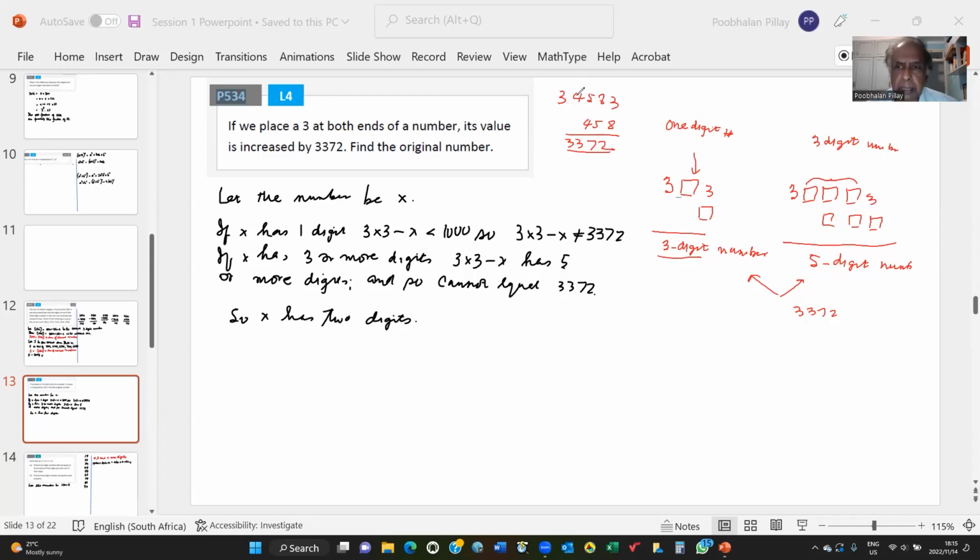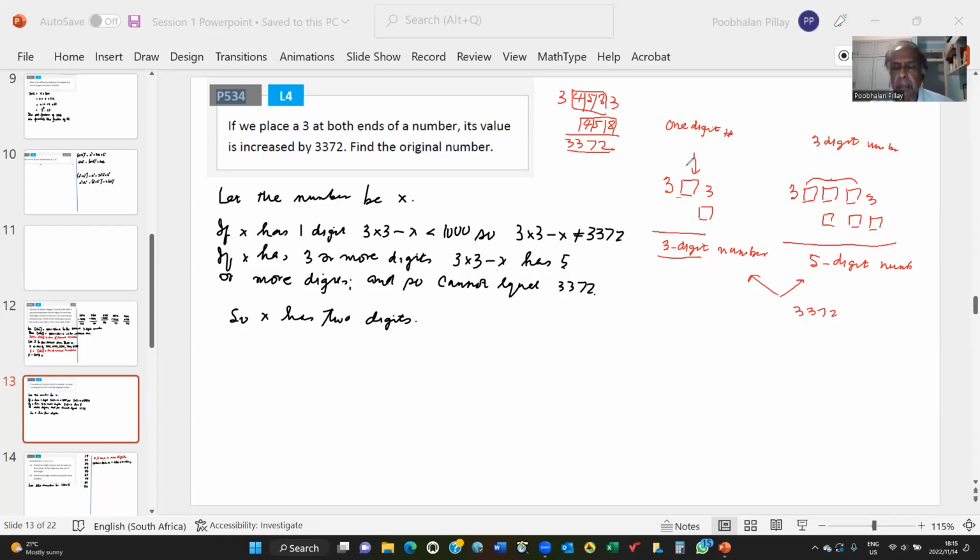So you have some number, right? Like this, you've got a 3-digit number, and the same 3-digit number in this example, and you subtract it, you're going to get 3372. Right? So we don't know how many digits this number has got, right? And the question is to find the original number. So the first thing to do is to see how many digits it has got.